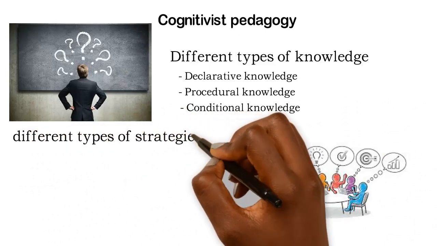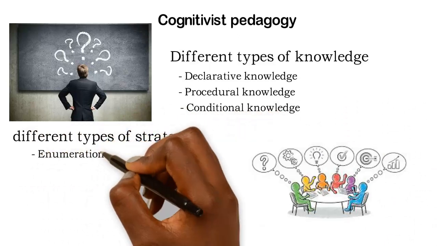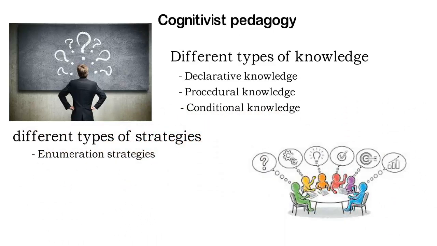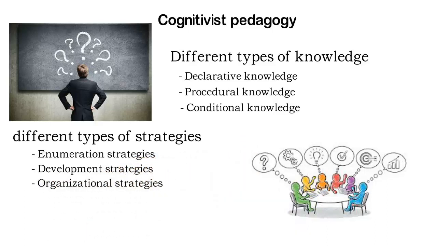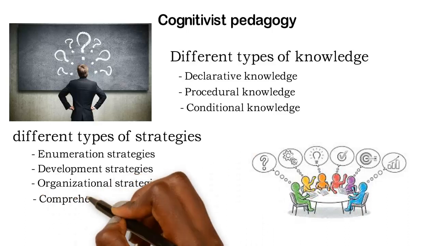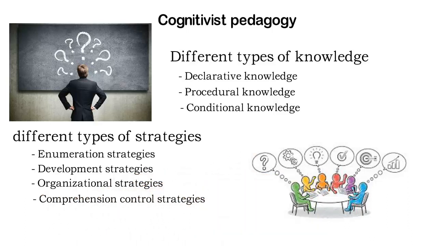And different types of strategies: enumeration strategies, that is memorization list; development strategies, that is links between information; organizational strategies, that is structuring of information; comprehension control strategies, that is metacognition; affective strategies, that is control of affects.